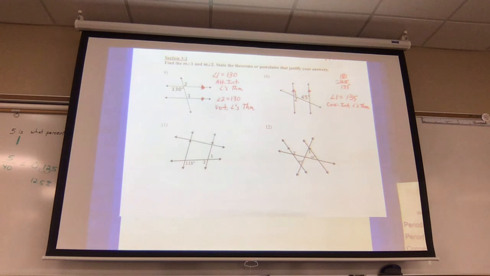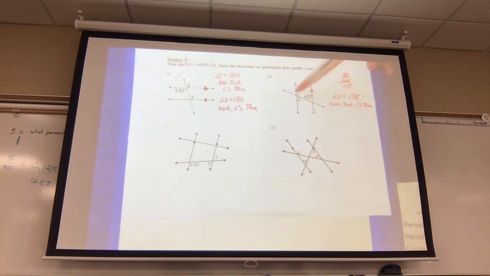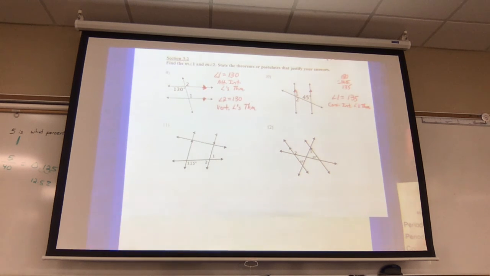You're going to find most of the time the name of the angle is going to match up to the type of angles you have in your picture. Here we had consecutive interior angles, so we're going to use consecutive interior angles.